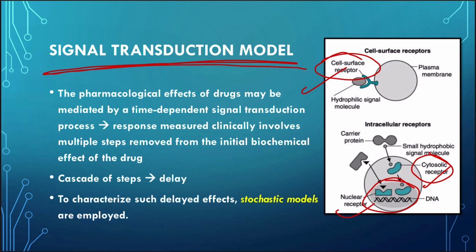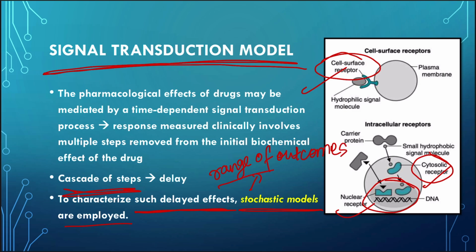So this model takes into consideration all those receptors and second messengers, and as a result we can see that there will be a delay in the effect, because there is a cascade of several steps responsible for producing that particular effect. To characterize such delayed effects, we use stochastic models. Stochastic models are the opposite of deterministic models, because in this we need to have a range of outcomes, because we are not considering the processes which are occurring behind the scenes.